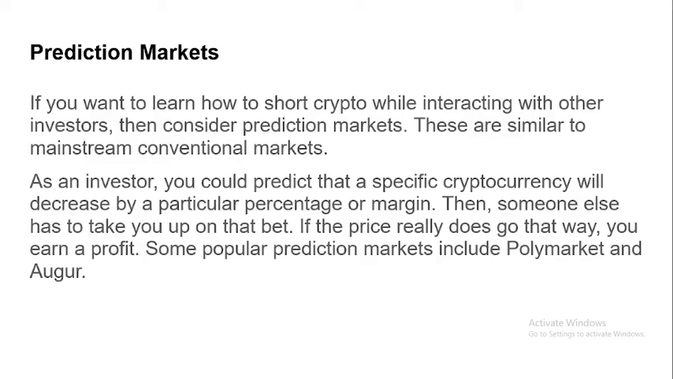Then there's prediction markets. If you want to learn how to short crypto while interacting with other investors, then consider prediction markets. These are similar to mainstream conventional markets. As an investor, you could predict that a specific cryptocurrency will decrease by a particular percentage or margin. Then someone else has to take you up on that bet. If the price really does go that way, you earn a profit. Some popular prediction markets include Polymarket and Augur.